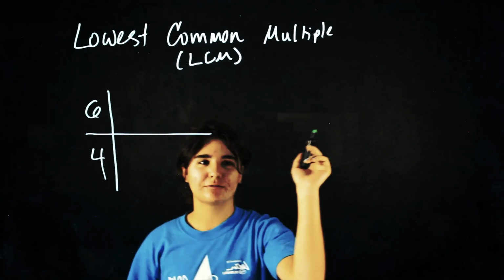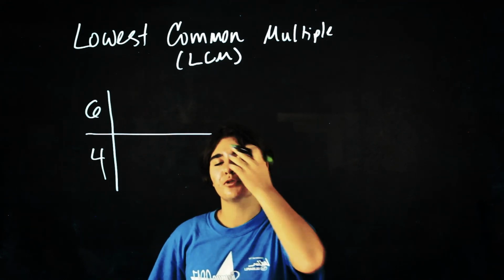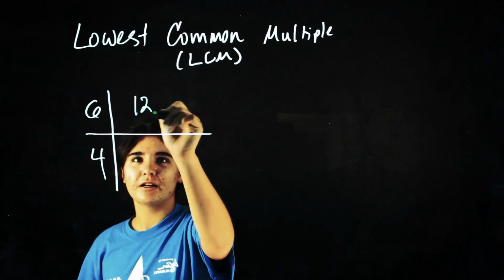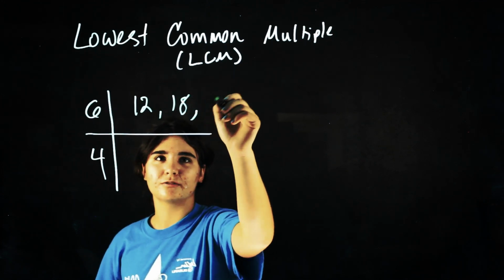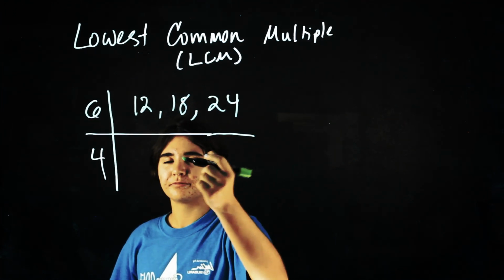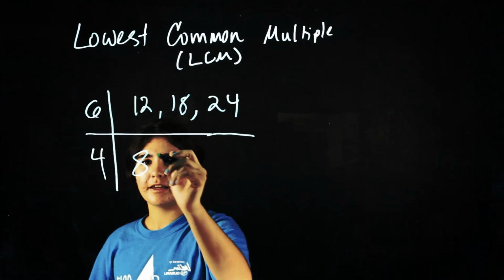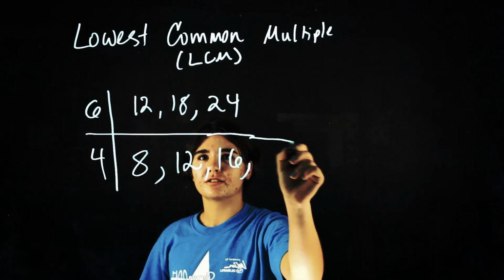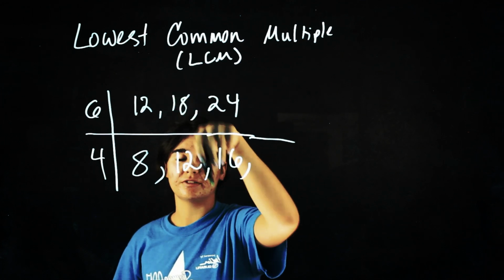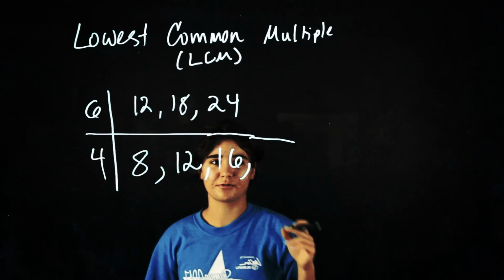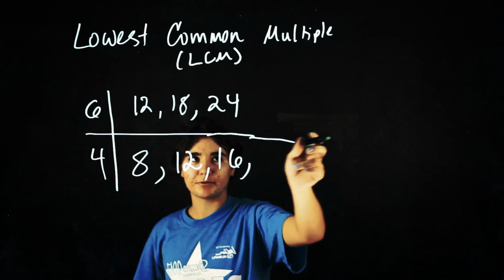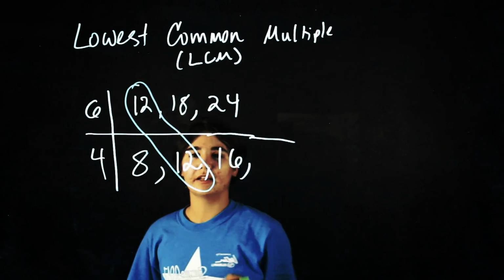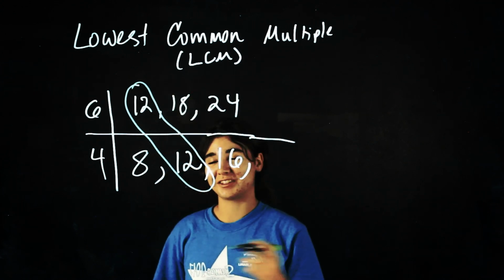So let's just write out a few multiples of each. Okay, 6, obviously we have 6, and then we have 12, 18, 24, all that stuff. With 4 we have 4, 8, 12, 16. So far we have 12 here actually, so we can stop there. So right now we wrote out the multiples, and we're going to look for the common ones. So right now we just have 12 and 12. And the lowest one is still going to be 12, because it's the only one.